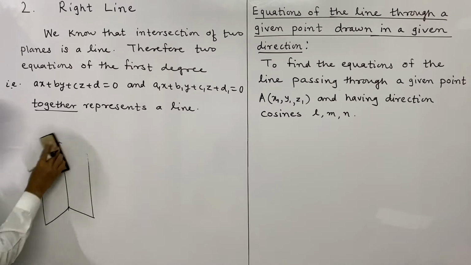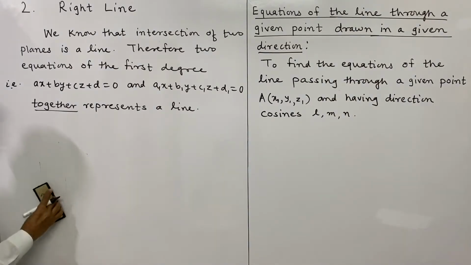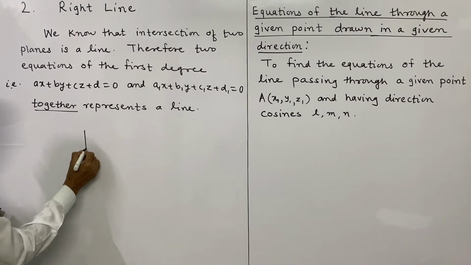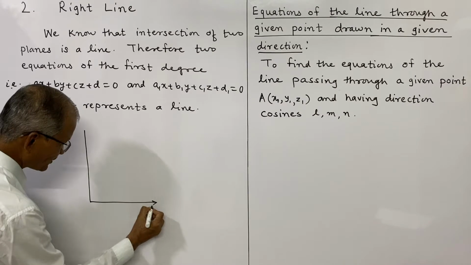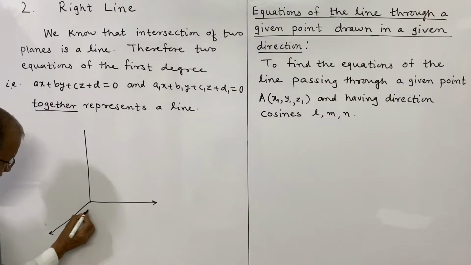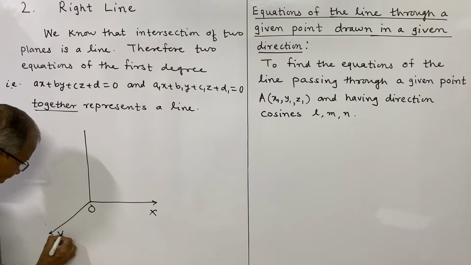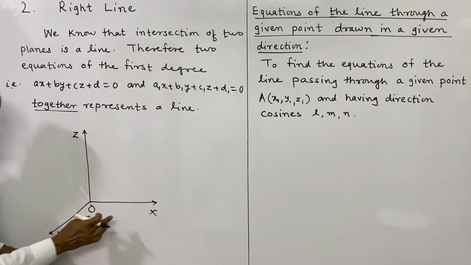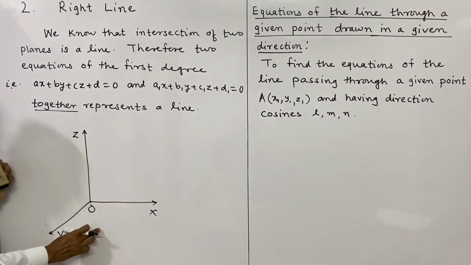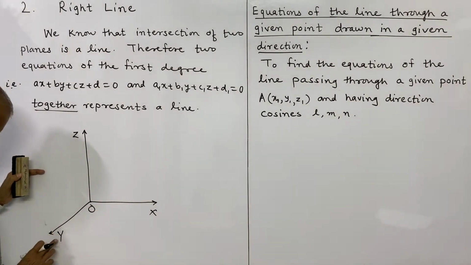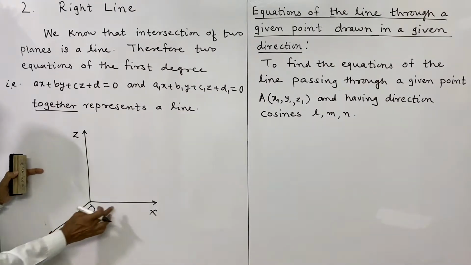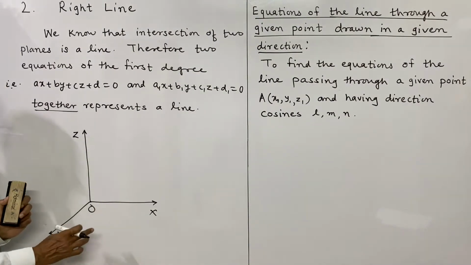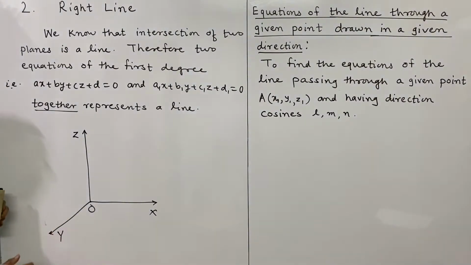And if you consider the coordinate axes, suppose the axes are denoted by x, y and z-axis. Now what will be the equation of x-axis? X-axis is the intersection of these two planes xoy and xoz, and therefore the equation of x-axis will be represented by equations of these two planes.